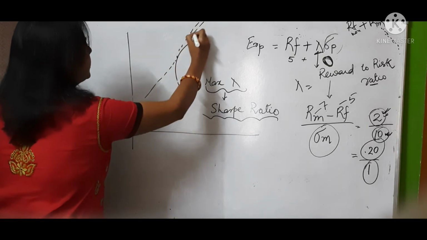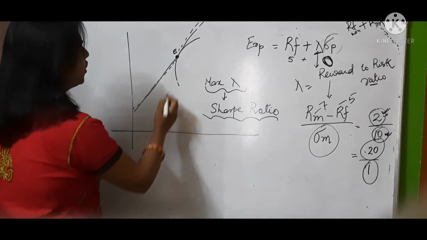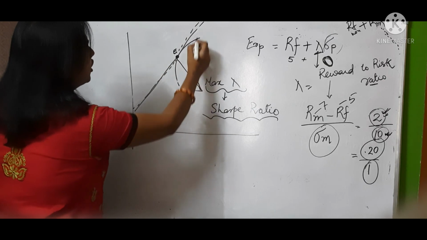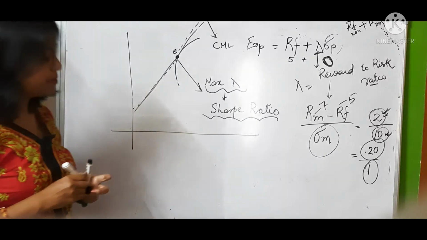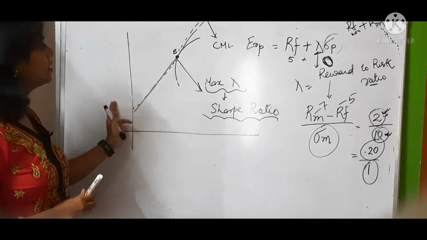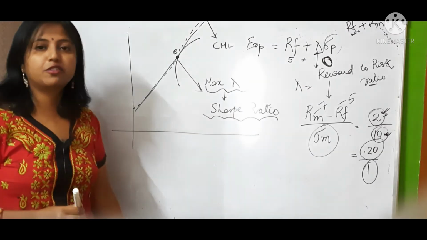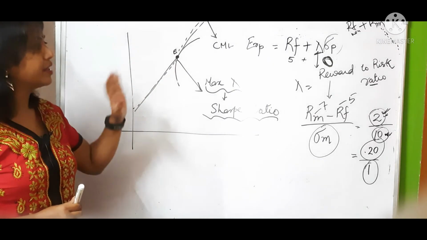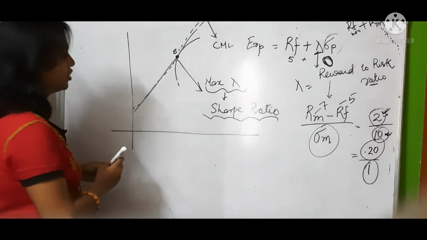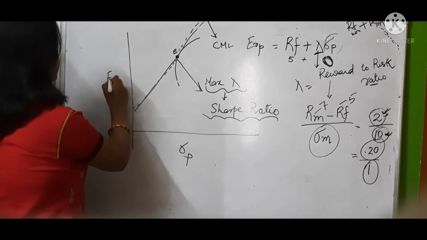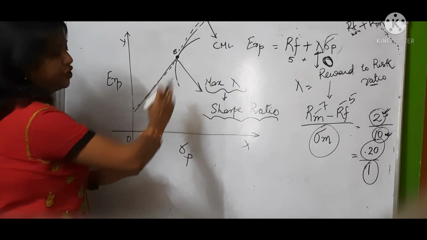The straight line which cuts this point, this is the efficient portfolio, and at this point you have maximum reward to risk ratio, and this straight line is known as the capital market line. Remember, the capital market line tells you the risk return relationship of efficient portfolios, unlike the security market line, because the security market line talks about securities whether efficient or inefficient. Here is the portfolio risk and this is the expected return of the portfolio.